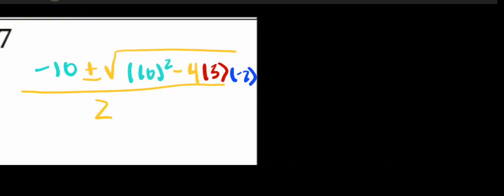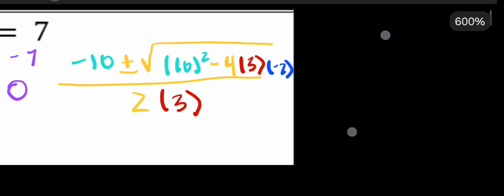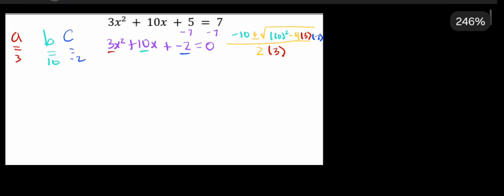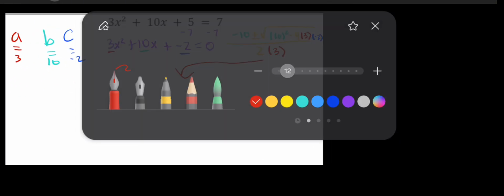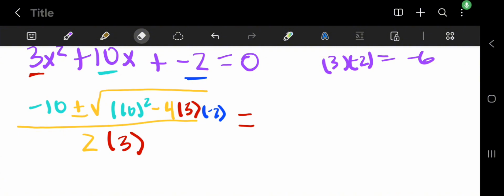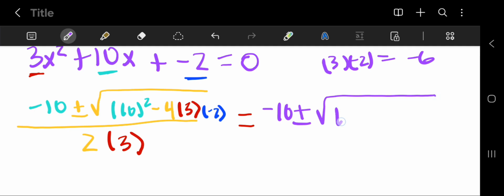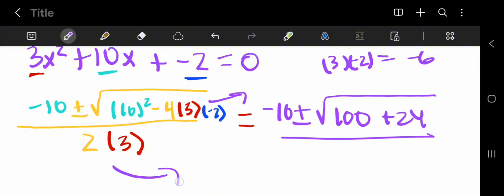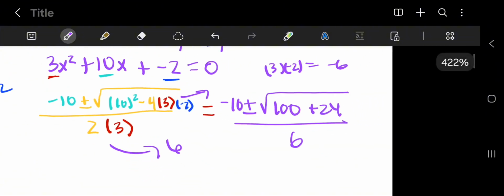And that is all over 2a. A, once again, is 3. And now we're literally just going to solve for that. We're just going to simplify this whole thing. So it's going to be negative 10 plus or minus 10 squared, that's 100. This whole thing, I already did it over here, but that would just be positive 24. So plus 24 all over 2 times 3, it's 6. That gets us to 6.